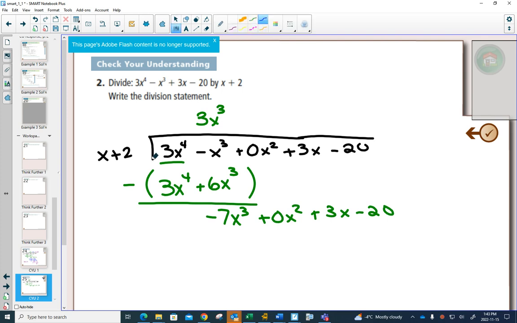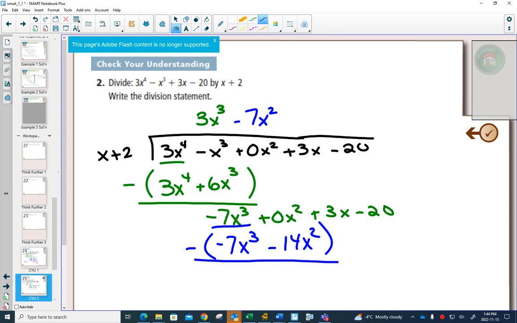Next color. Now, my first term is a negative 7x cubed. Is there something? Yes, now we're negative 7x squared. That would give me negative 7x cubed, and negative 7x squared times 2 minus 14x squared. And this is why the 0 is important. Because this will be 0, but you have 0 minus a negative 14 will be plus 14x squared plus 3x minus 20. It was also important that we had the 0 so we could write the x squared directly above.